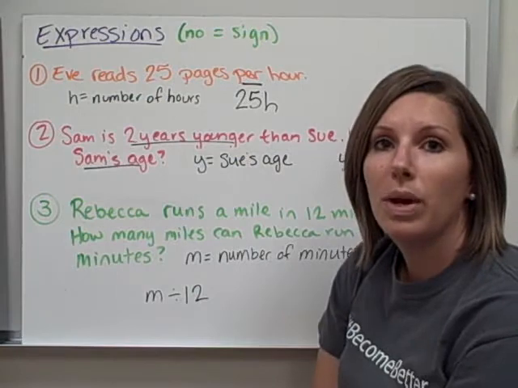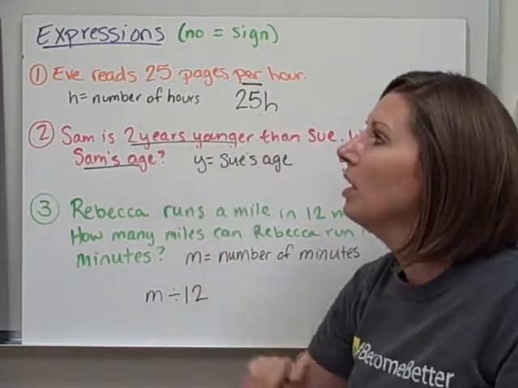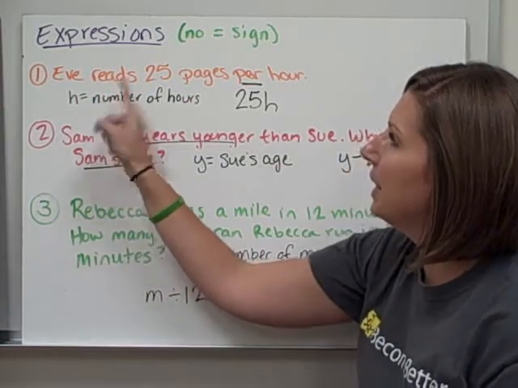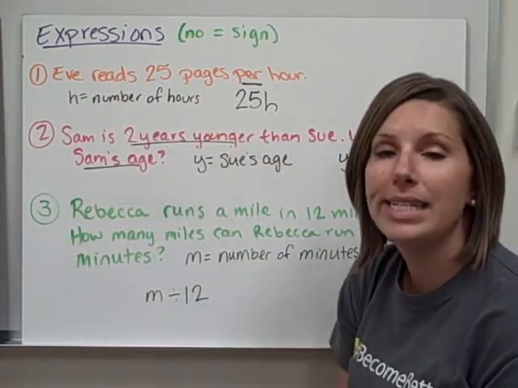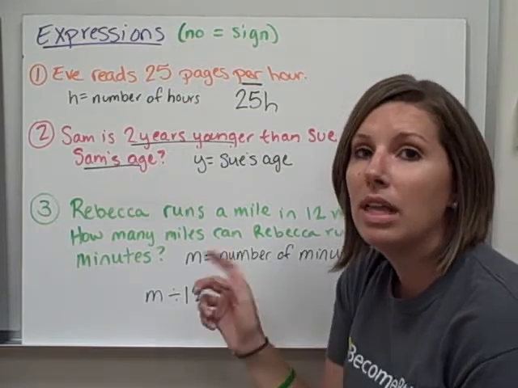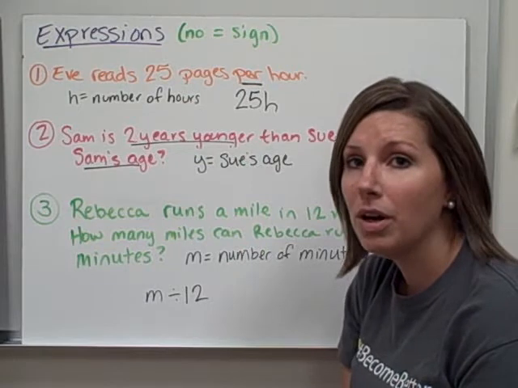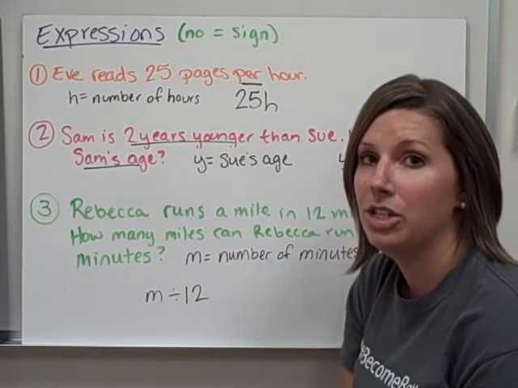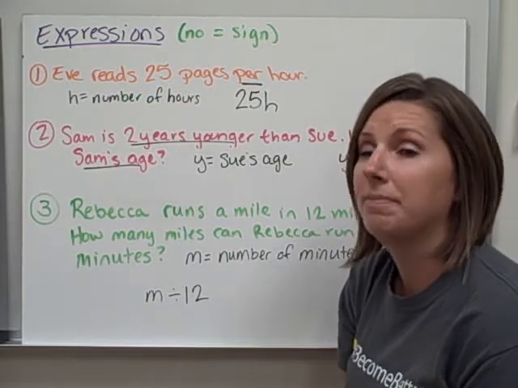We're going to start with expressions. Remember, expressions have no equal sign. Question 1, Eve reads 25 pages per hour. So what we need to do is identify the key words in this problem. Per, that's an important key word. Per represents multiplication. So I know that this problem contains multiplication.